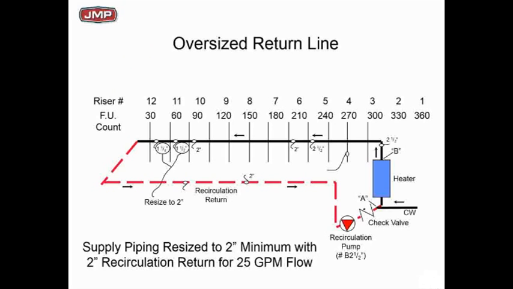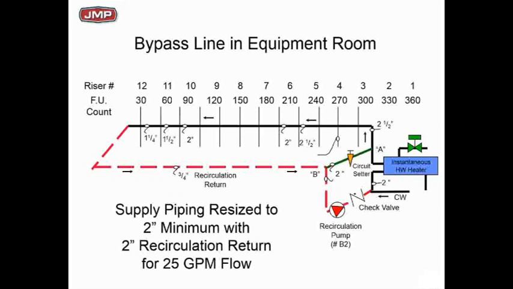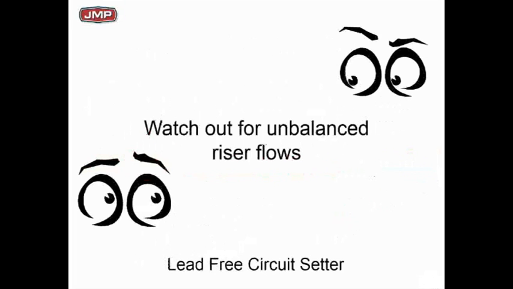So we had to oversize the return line at 2-inch in this application, or we did a little bypass in the equipment room with the circuit setter and made it 2-inch, and now we got the recirc going through the 25%. We got good control now. Great way to fix problems.